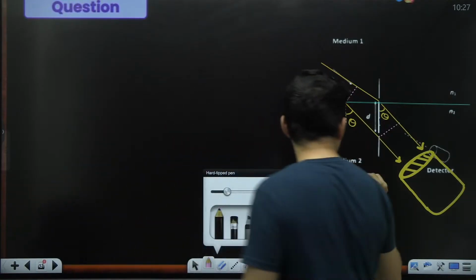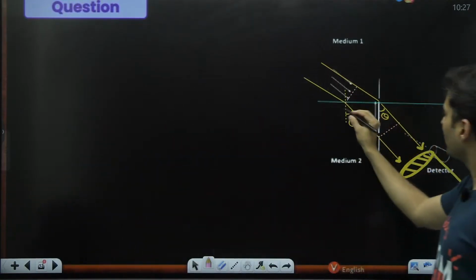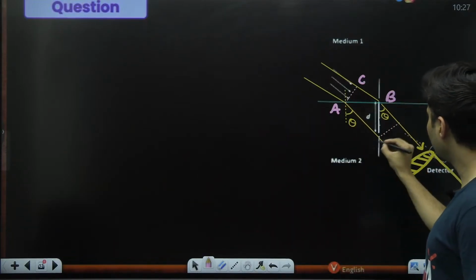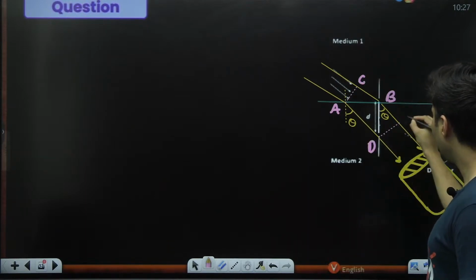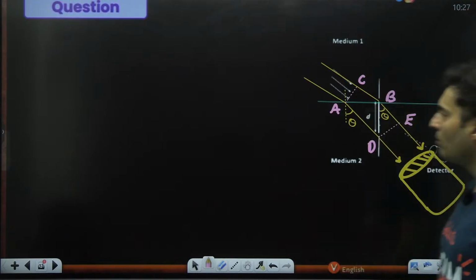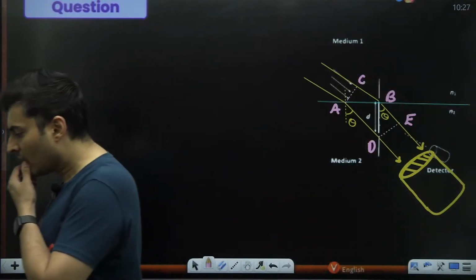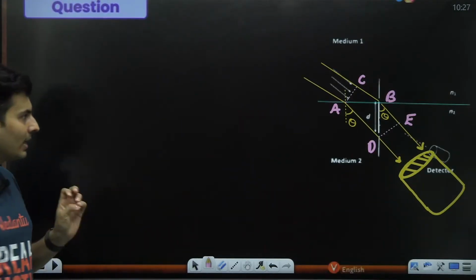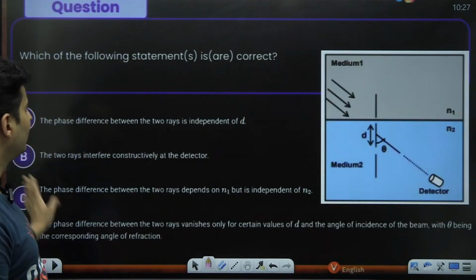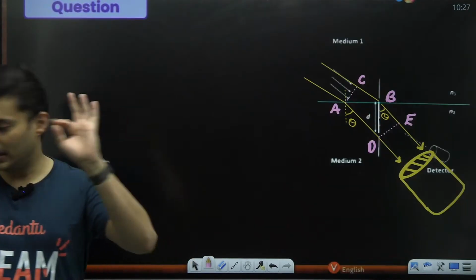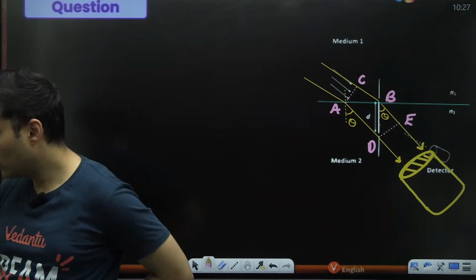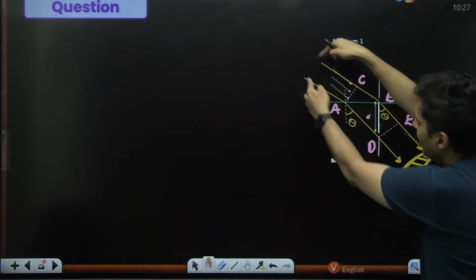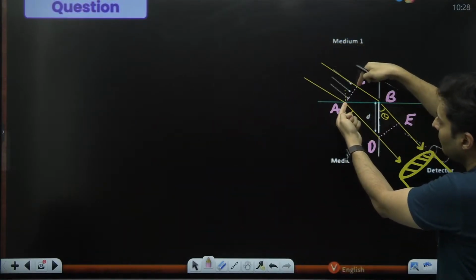Let me start marking these points over here. Let me call this A, this B, this C, this D, and let me call this E. I have just marked all these points right over here. Now, quickly think and tell me what exactly will be the path difference, guys. Yes, these particular rays, till this point C and E, C and A were together.